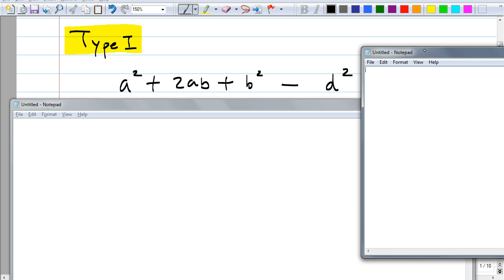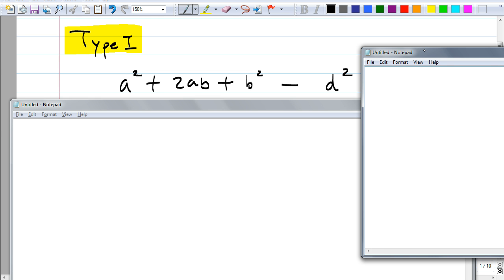Okay, so type 1, you have a squared plus 2ab plus b squared minus d squared. I call this type 1 because look at the first 3 terms. What do you see, class? You see a perfect square trinomial, don't you? So that's why I called it type 1. Guess what type 2 is then? Because I have type 1 and type 2. Type 2 will be, we talked about this before. Anybody want to guess? Oh, no. So these are the ones with 4 terms. Oh, we'll get there. Don't worry about it.